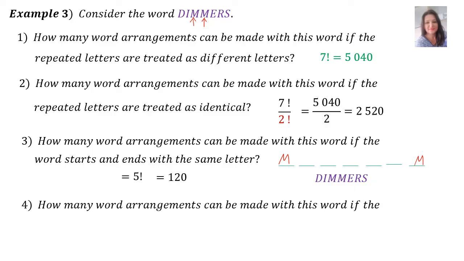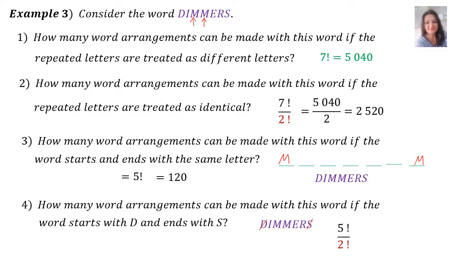Question 4. How many word arrangements can be made with this word if the word starts with D and ends with S? There's your word dimmers. So do you agree, if it starts with a D and it ends with an S, it's as if you cancelled them out. And then you're left with 5 letters, so 5 factorial divided by 2 factorial. That means it's the 2 M's. And your answer will be 60 different arrangements.